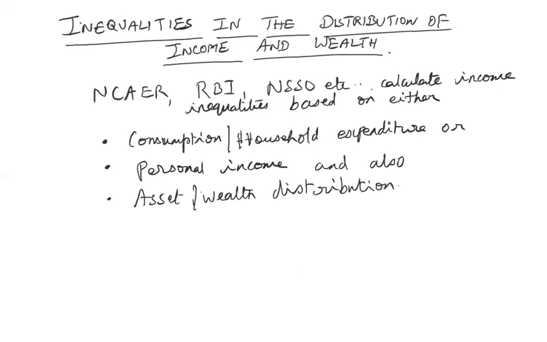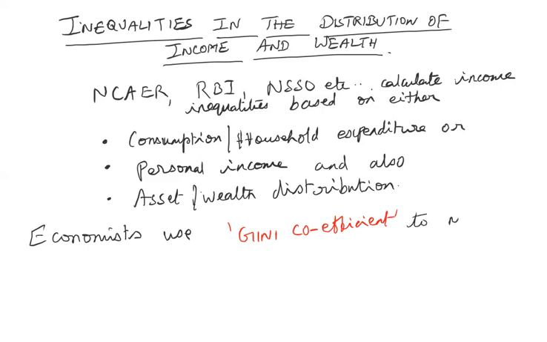And from the economic point of view, economists use something called the Gini coefficient to measure income inequalities in the country. This is a mathematically established formula used to measure income inequalities. This is what economists normally use.